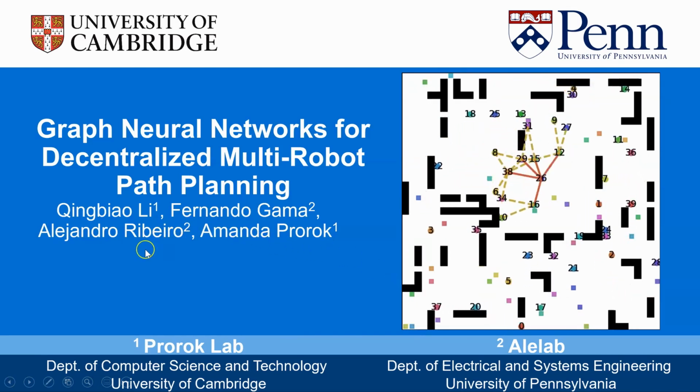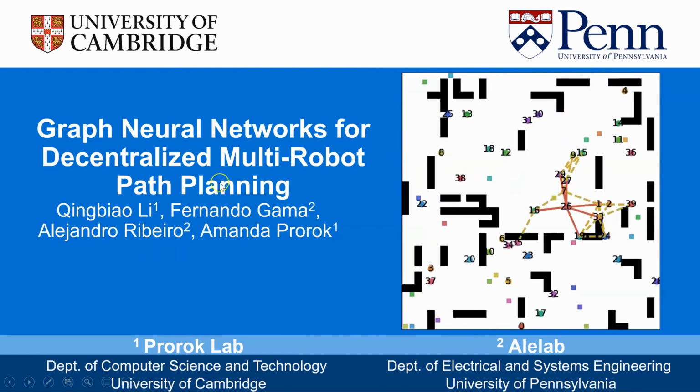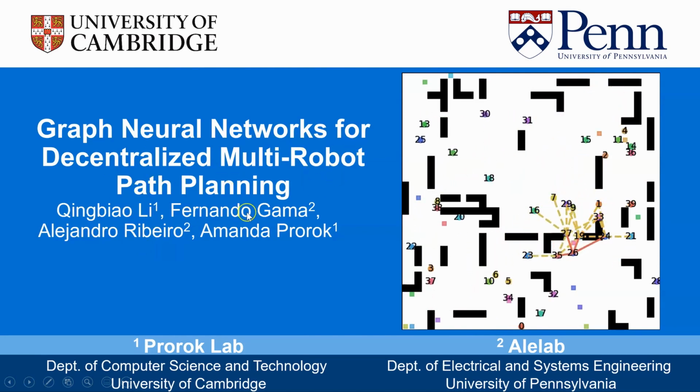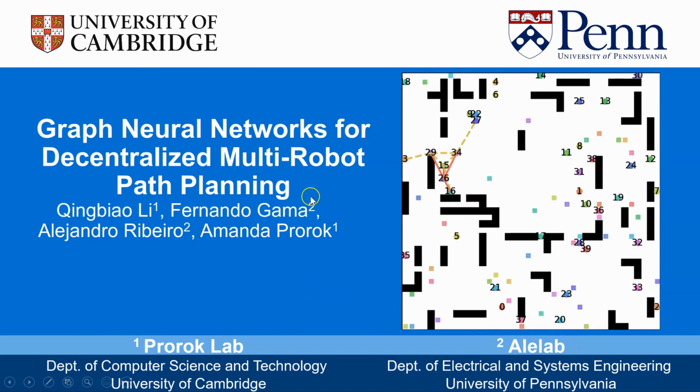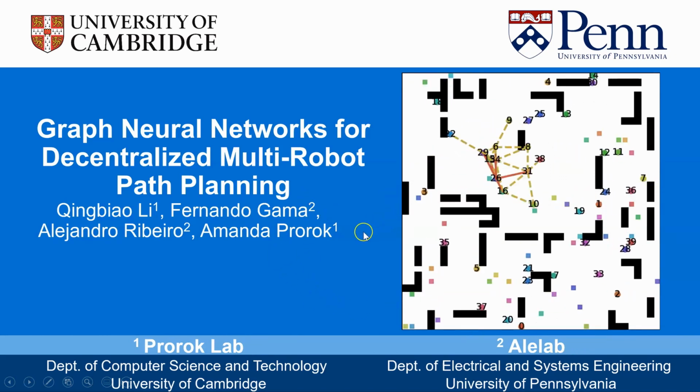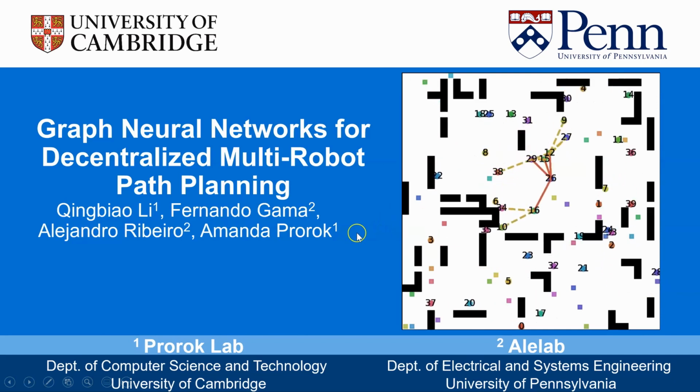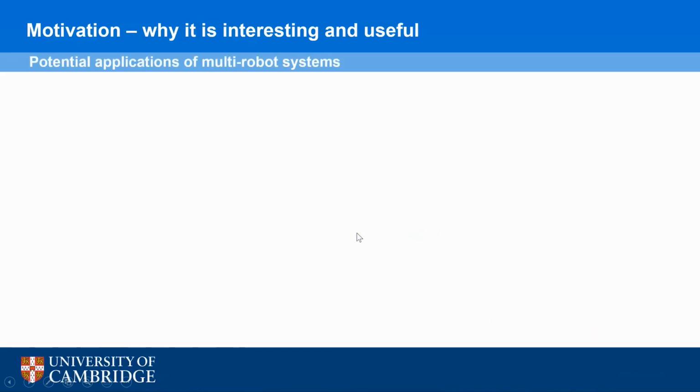Today, I would like to present our work on graph neural networks for decentralized multi-robot path planning. This is a collaborative work between Polo Lab at University of Cambridge and Ella Lab at University of Pennsylvania. The main goal of this work is to apply graph neural networks to enable implicit communication between robots for multi-robot path planning. First of all, why are multi-robot systems interesting?